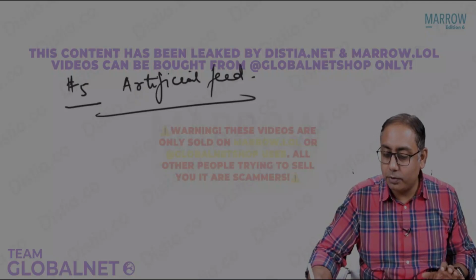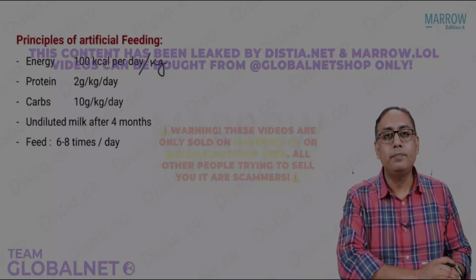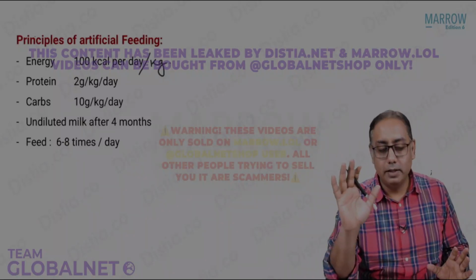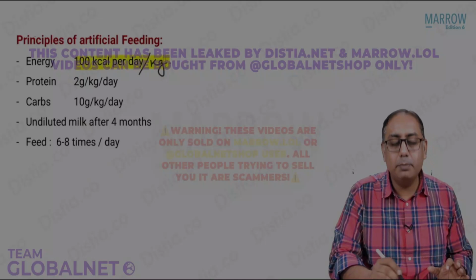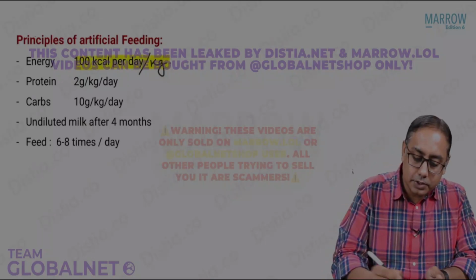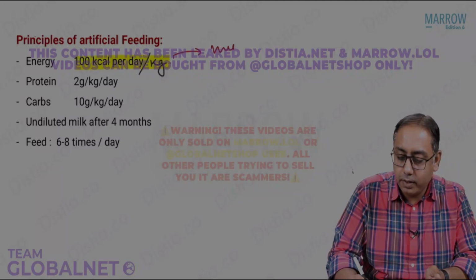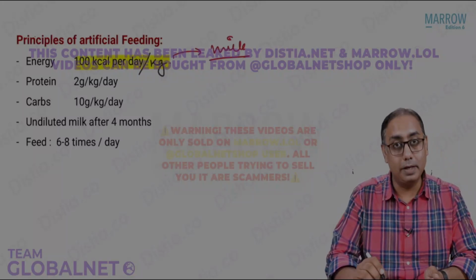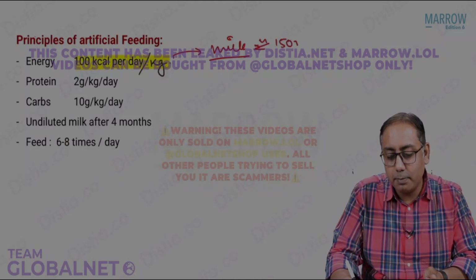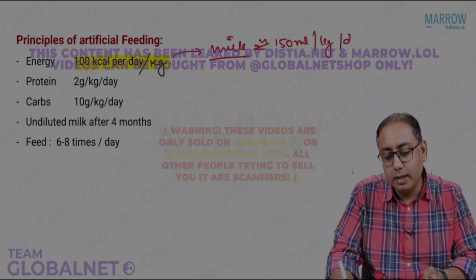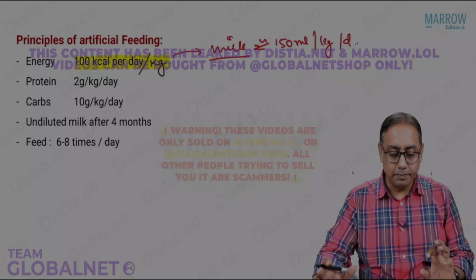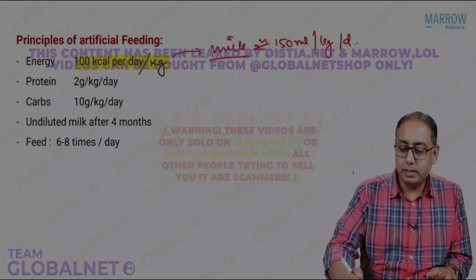In those cases, we have to rely on the artificial feed. If you talk about the principles of the artificial feed regarding the energy, it is usually said that it should be approximately 100 kilocalories per kg per day. So this actually relates to the milk: if we are giving diluted milk, it should be roughly 150 ml of milk per kg per day, which is sufficient for a child to get that much energy.